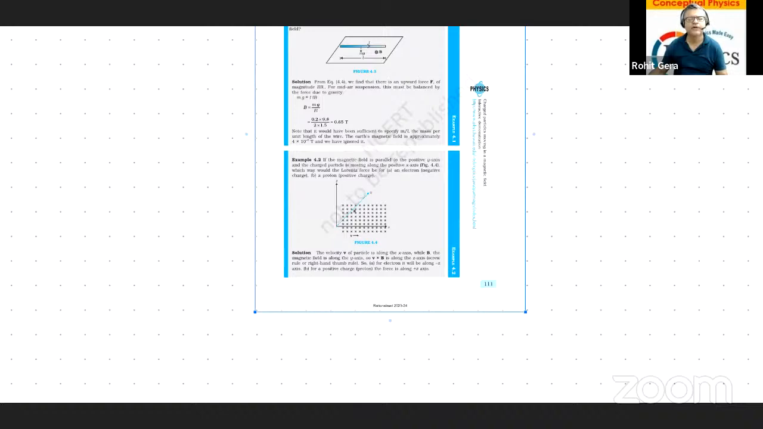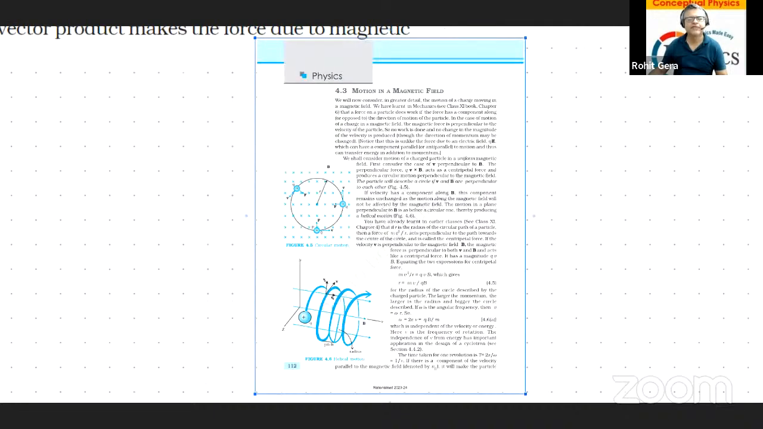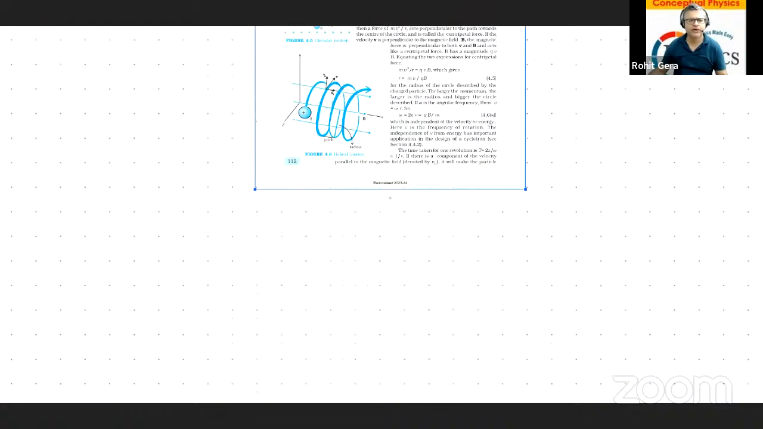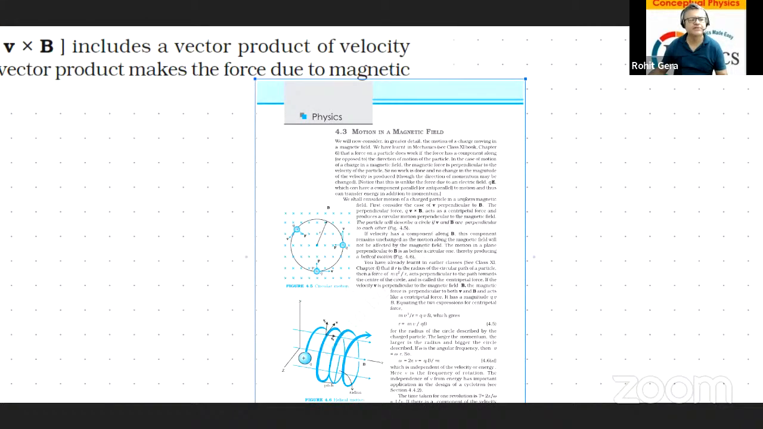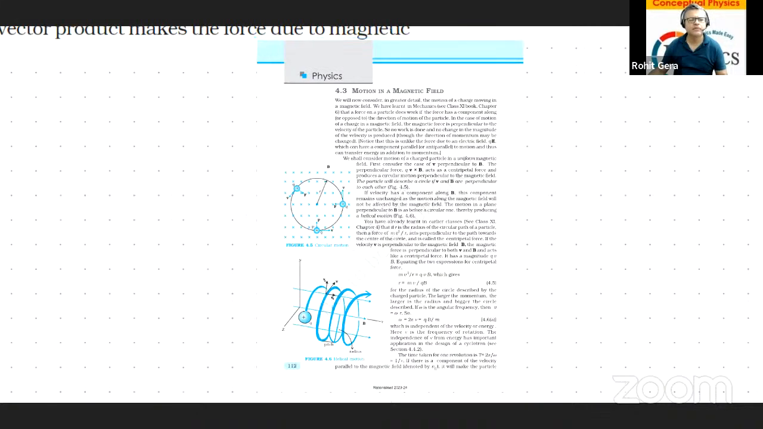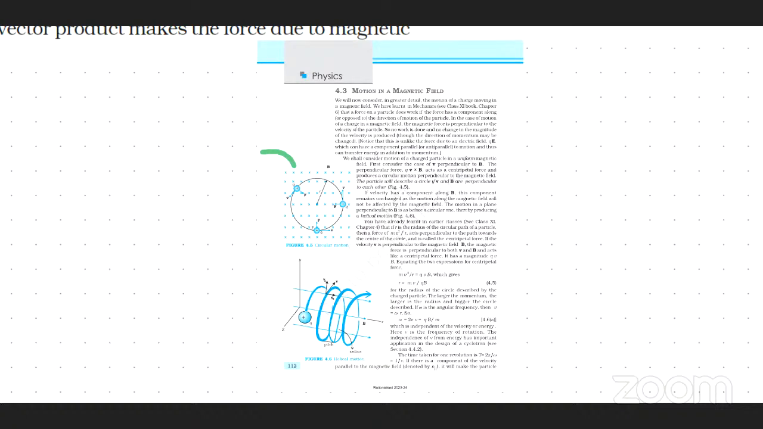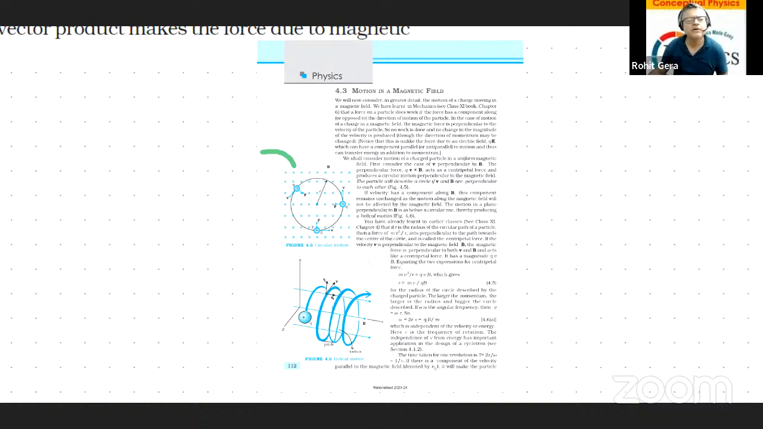All right. So now we will do the motion in a magnetic field. What exactly goes on in a magnetic field? Just look into this diagram. You can see the cross, which means the magnetic field is inside. So we are going into the details of a charge moving with a velocity v in a magnetic field. What exactly goes on?